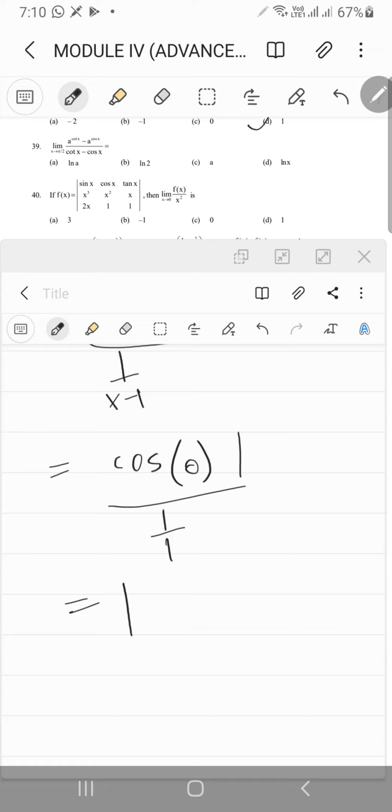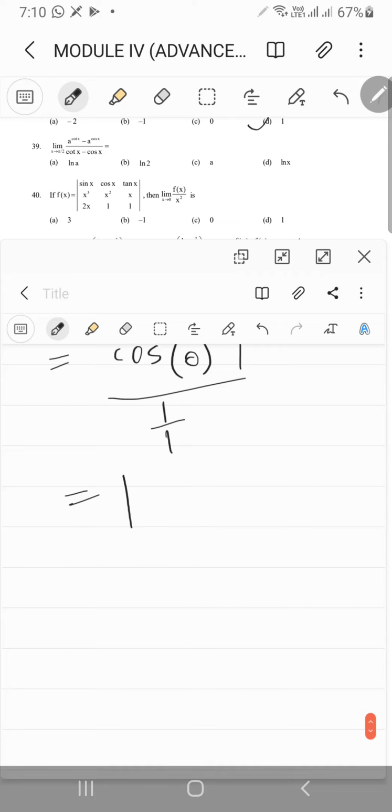Okay, limit x tends to pi by 2, a to the power of cotangent x minus a to the power of cosine x upon cot x minus cos x is. Wow, I'm terrified by this question, really. So how can we do this? Think. I think just take a derivative, right? Yeah, just take a derivative. That will solve everything.